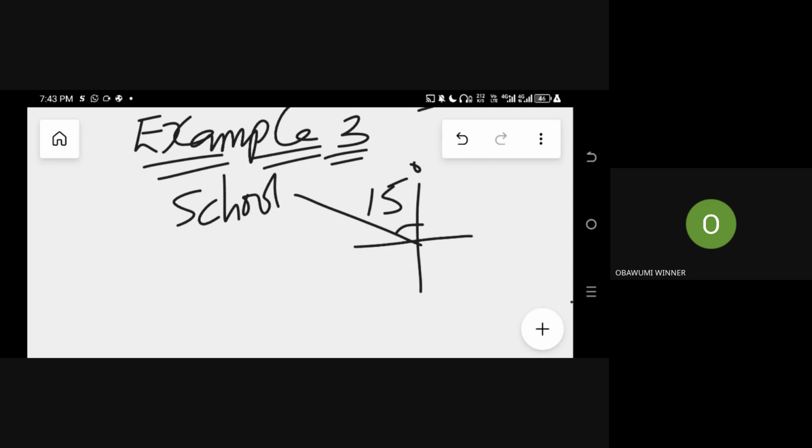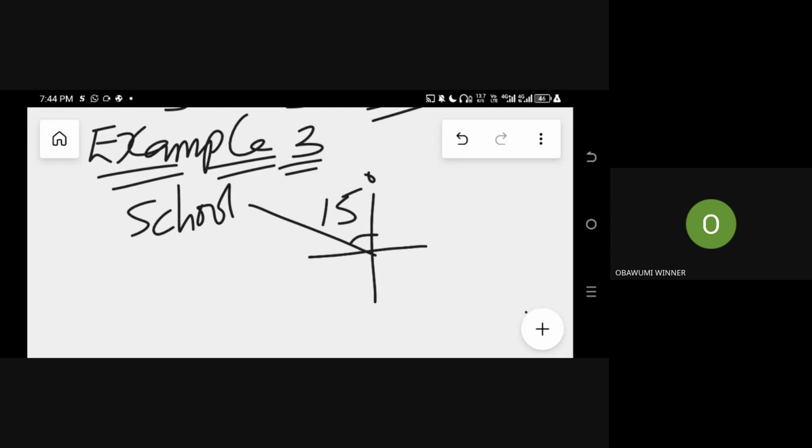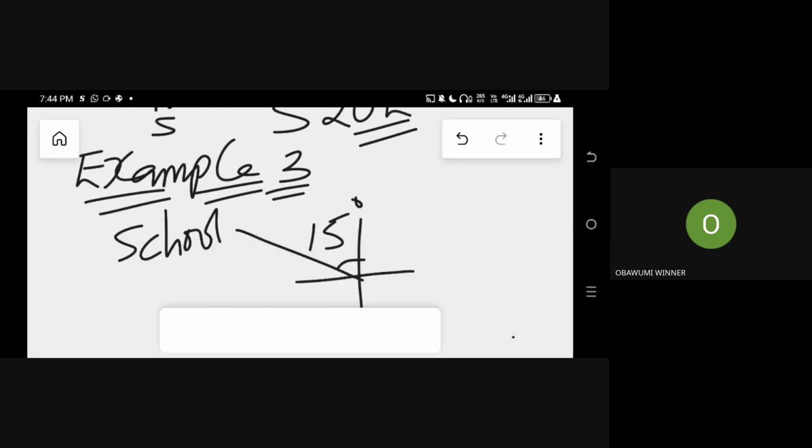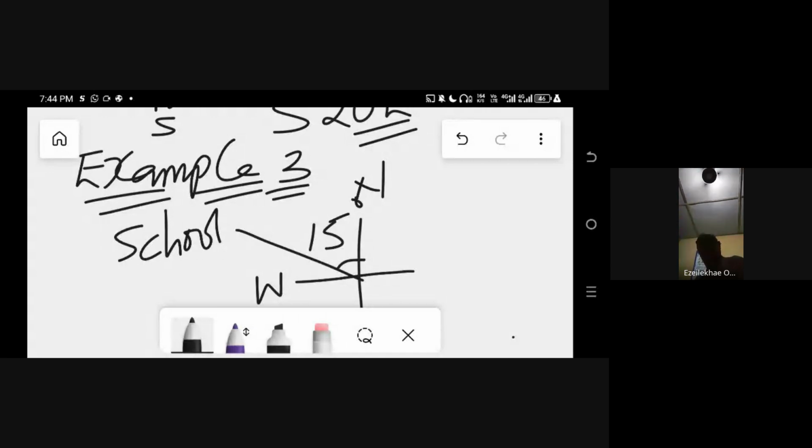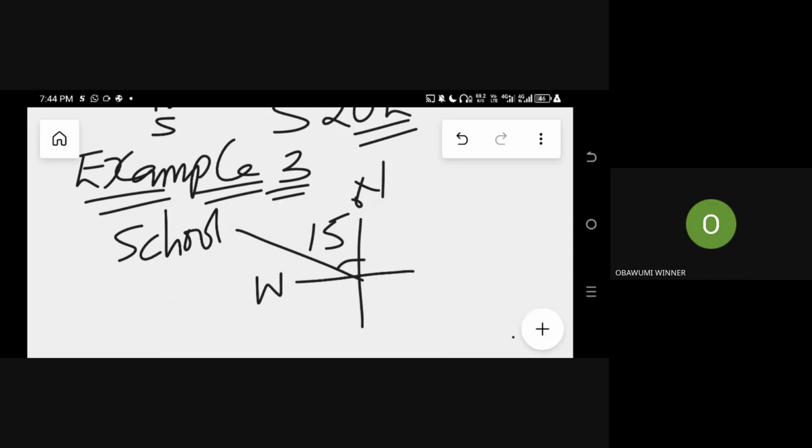The compass bearing of the school. What would it be? Remember that here, this should be west, and I already know that this is north. So what is the compass bearing of this school? Winner. 15 degrees west. North 15 degrees west. Mubarak, are you here?